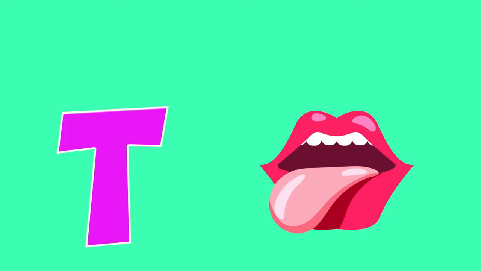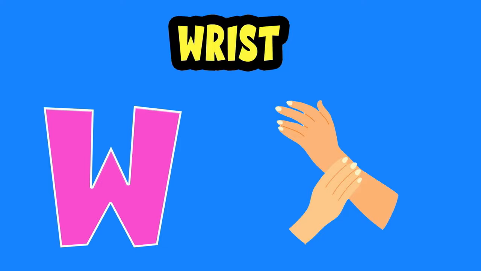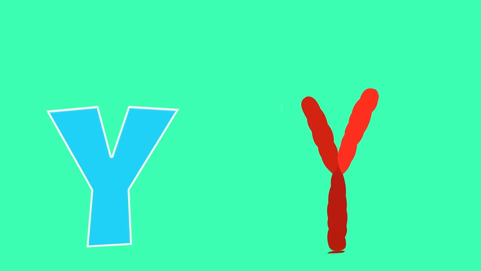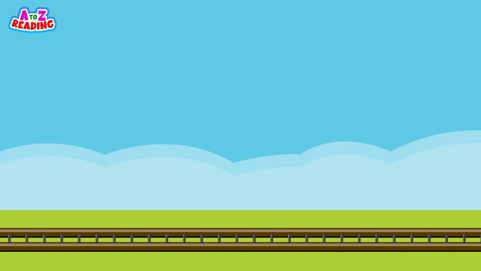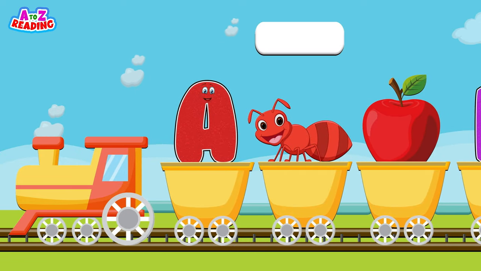S. Stomach. T. Tongue. U. Urethra. V. Vein. W. Wrist. X. X chromosomes. Y. Y chromosomes. Z. A for ant.